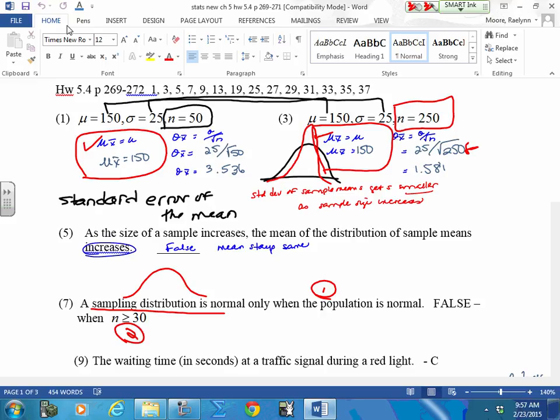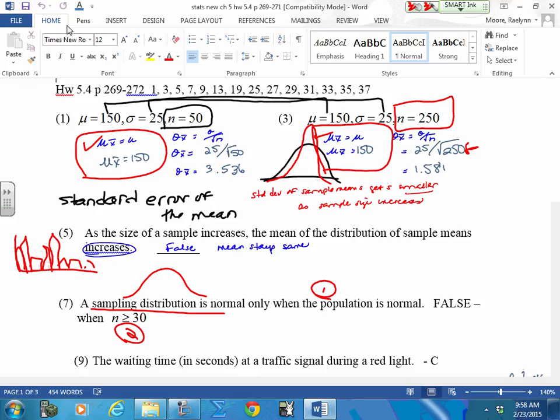Think back to the video. That's why the video was very helpful. He started out with a population that went all over the place. It was not normal at all. He should have really hit 30 instead of 25. As his sample sizes increased, we saw it get more normal.